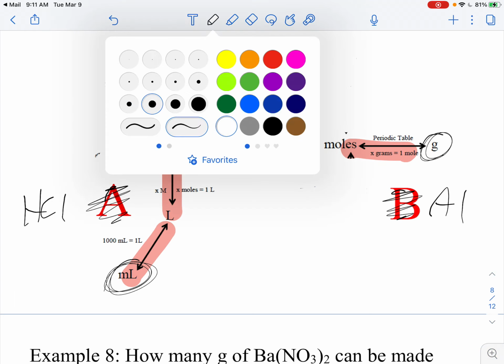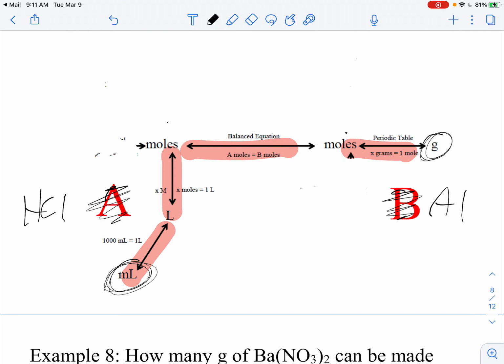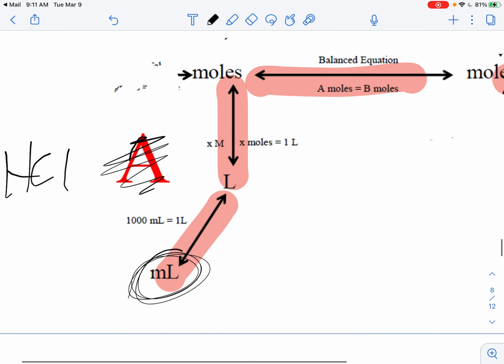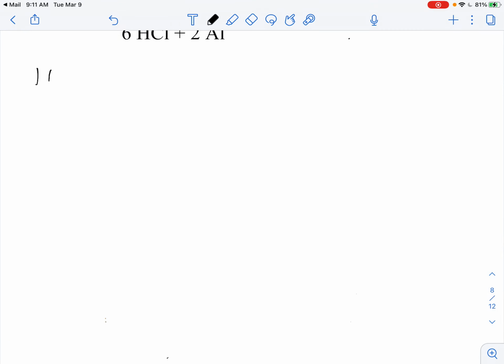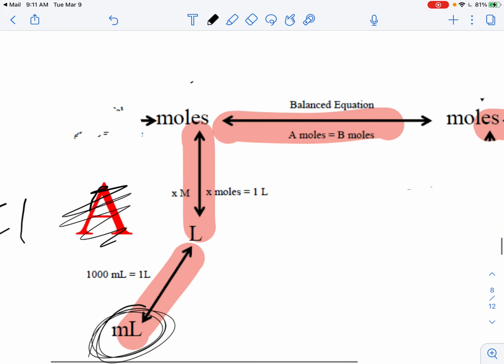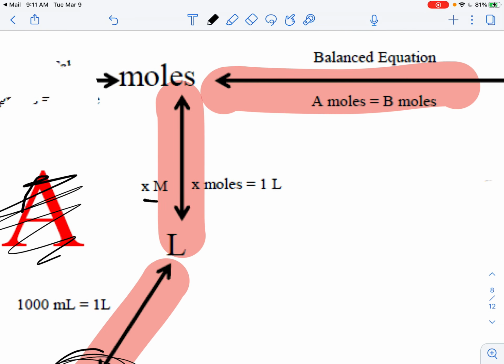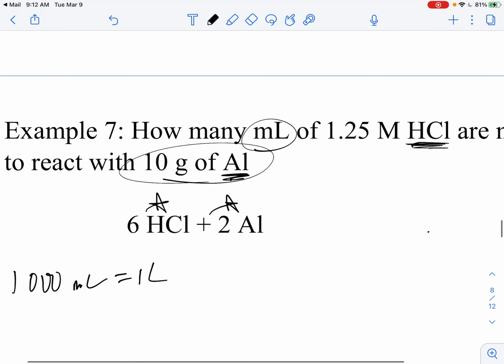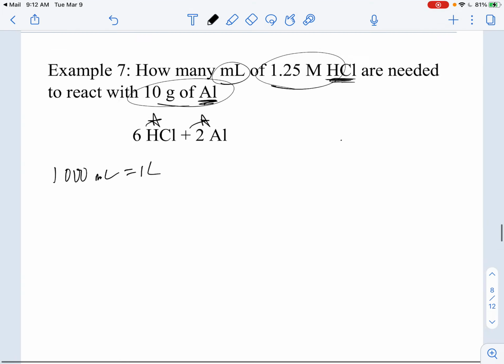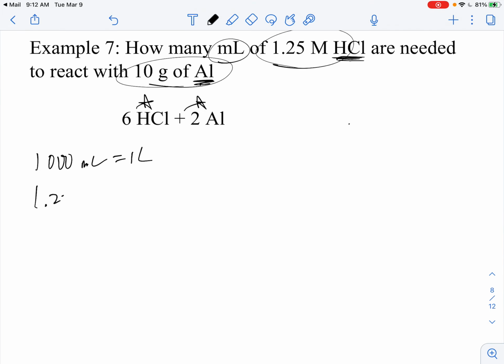So how then do I go about doing this problem? Well, I need to write down all of my equations. So first of all, I have 1,000 milliliters that equals a liter. Okay, I can write that down. Then I need to know my molarity. So whatever my molarity is, that tells me my moles. So I look up here, and they told me my big M molarity was 1.25. So this is going to be 1.25 moles of HCl equals a liter. I've used that now.